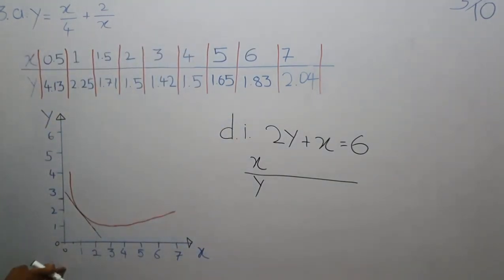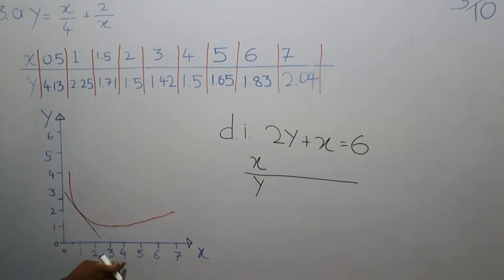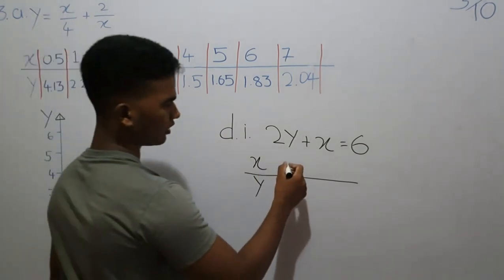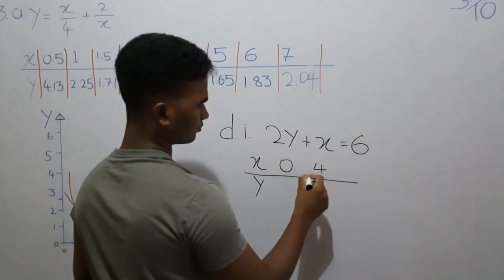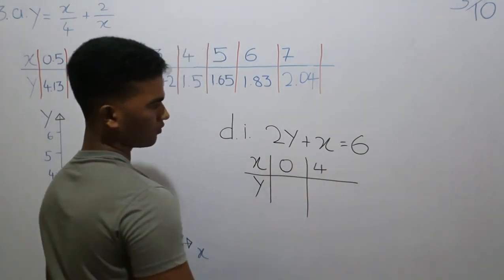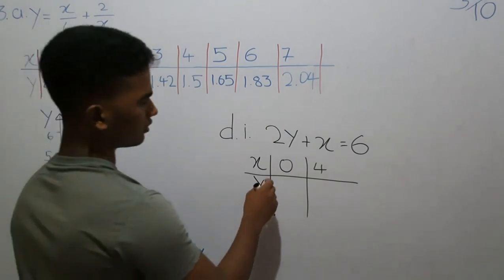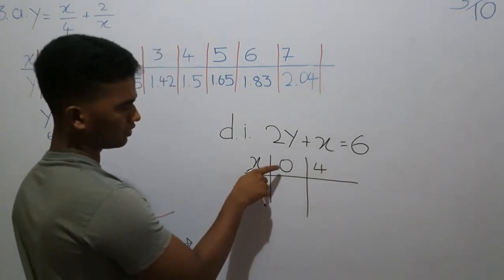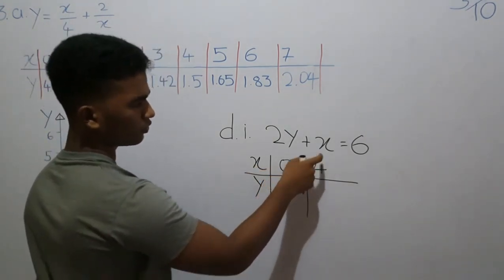For x we'll take 0 and somewhere around 4. 2 points are more than enough for the x values, so 0 and 4. Now to get the corresponding y value for x equals 0, we'll substitute x equals 0 here.